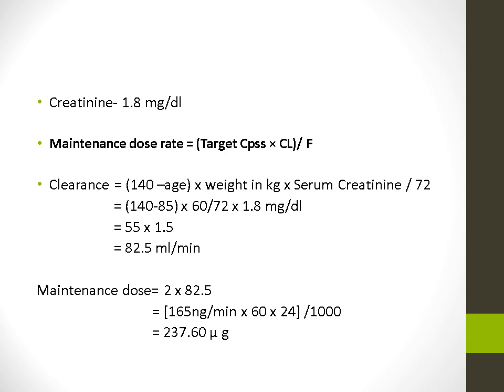Now in maintenance dose, it will be target Css, we want 2 nanogram, and you have to convert the nanogram into microgram and the per minute into 24 hours. How much is it for a day? So 2 into 82.5 is 165 nanogram per minute, which into 60 will be how much is it for an hour, into 24 is how much is it for a day, divided by 1000 we'll convert it to microgram. So it is 237.60 microgram per day. That is the maintenance dose required by this patient.